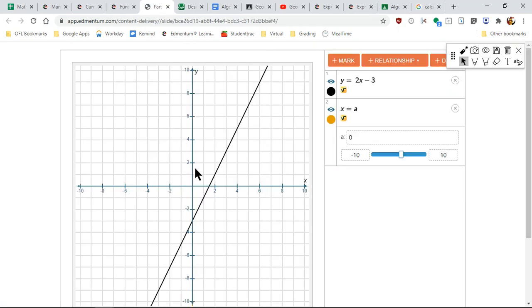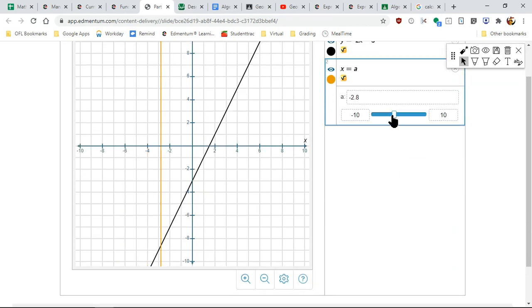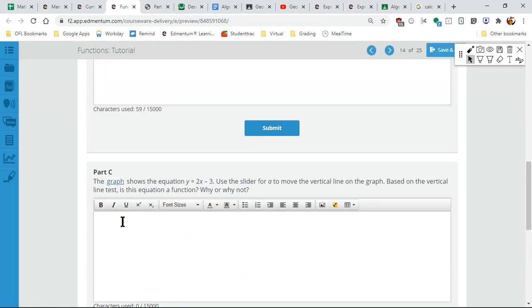So we're going to look at this graph and do the vertical line test. It doesn't look like it crosses twice. It's always crossing it once. So this is a function. The graph only crosses a vertical line one at a time.